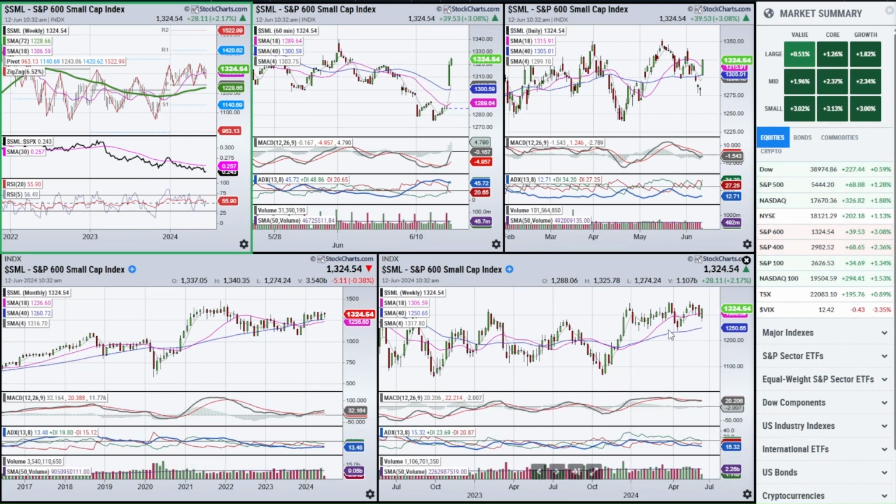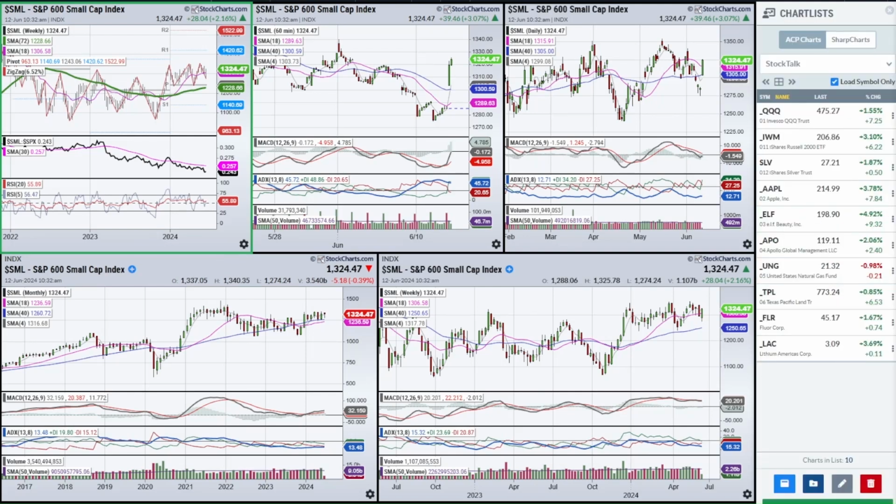If it can get going, I wouldn't have a problem being a buyer of this index or the IWM or anything like that. I'm just saying I'm looking for strength out of this area on a relative basis to make me feel a lot better about the overall market conditions. All right, so that was the main point I wanted to get across there.